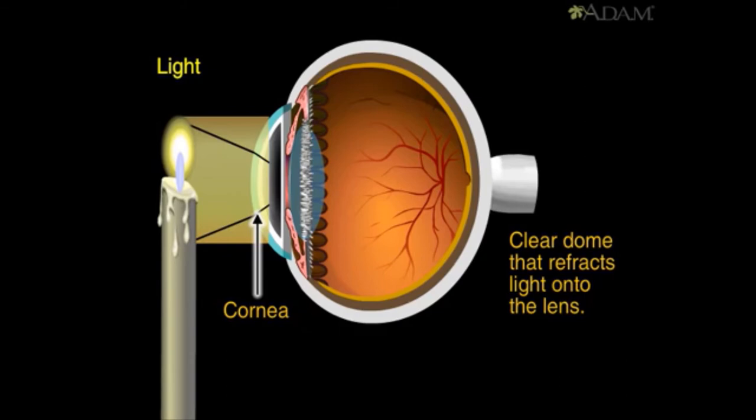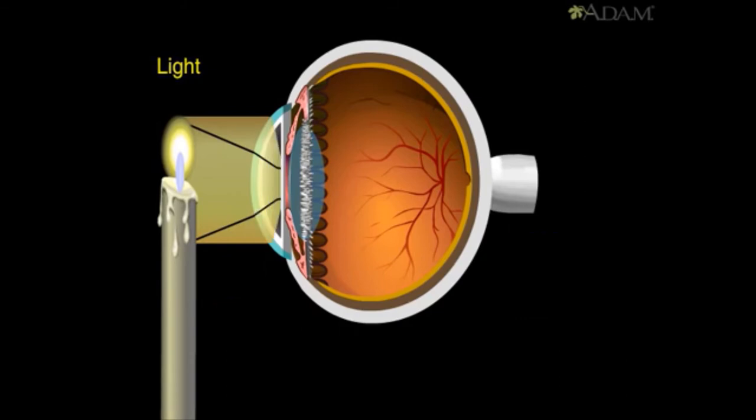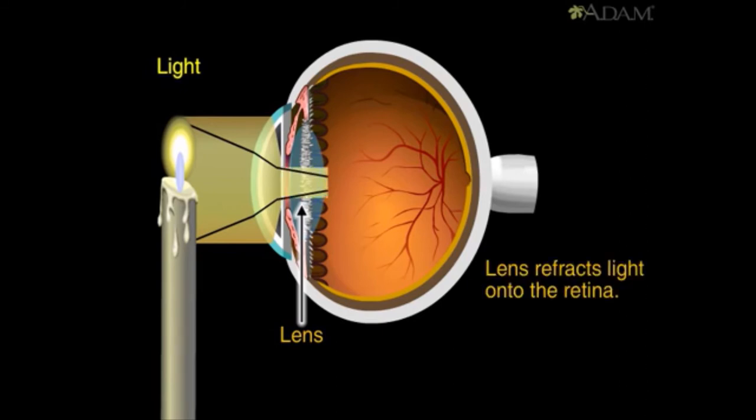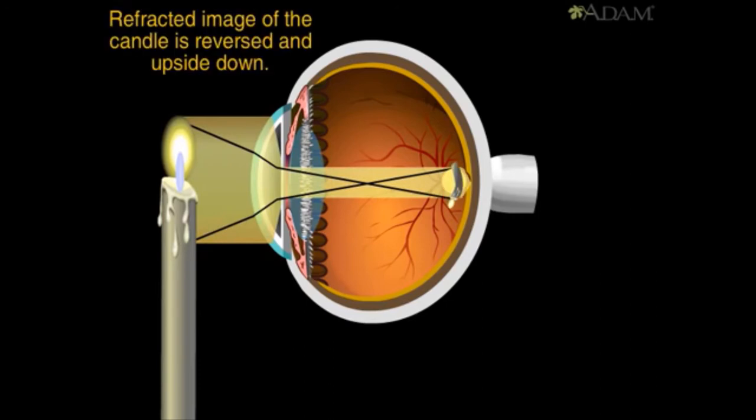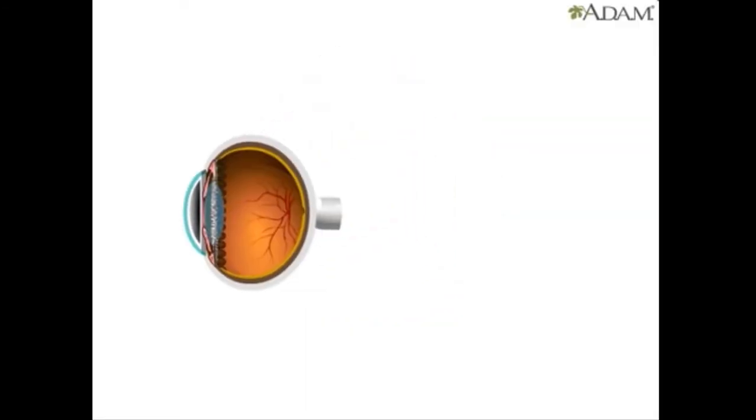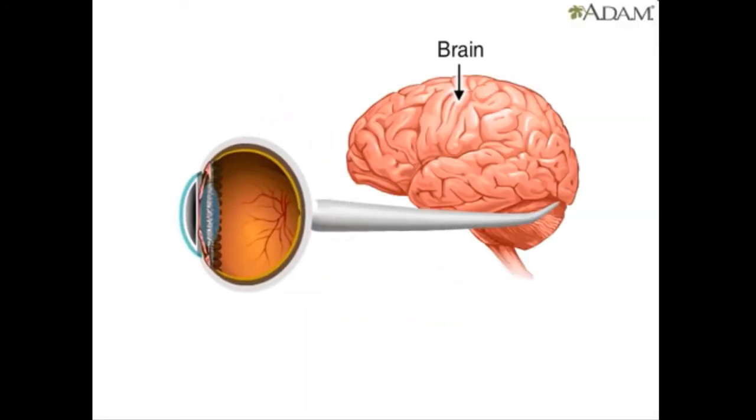As it does, it's bent or refracted onto the lens. As the light passes through the lens, it's bent a second time. Finally, it arrives at the retina, where an image is formed. This double bending, though, has reversed the image and turned it upside down. If that was the end of the story, the world would always appear upside down. Fortunately, the image is turned right side up in the brain.